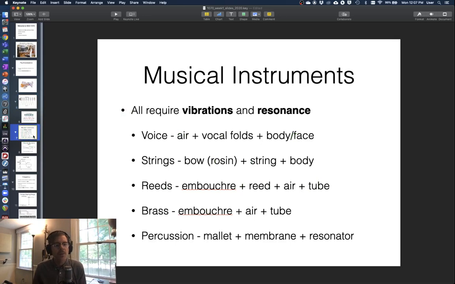Musical instruments, acoustic ones, all require different kinds of vibrations to make sound. Next week, I'll ask you to describe that process, and we'll talk about that when we talk about timbre as well. But all analog musical instruments require vibrations and resonance. Basically, how the sound begins.